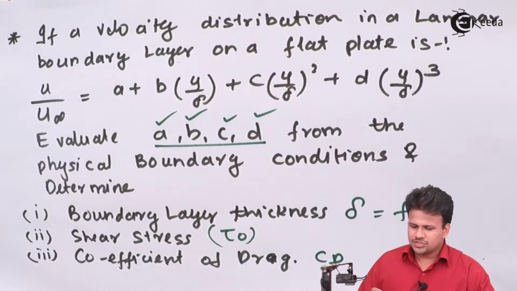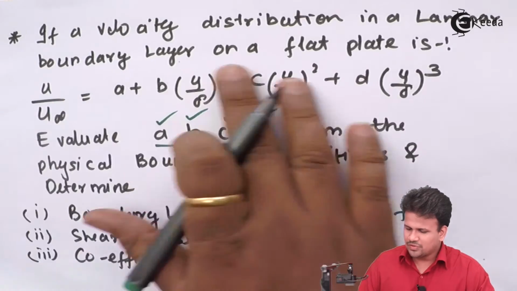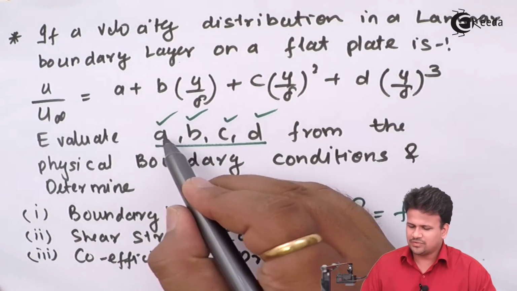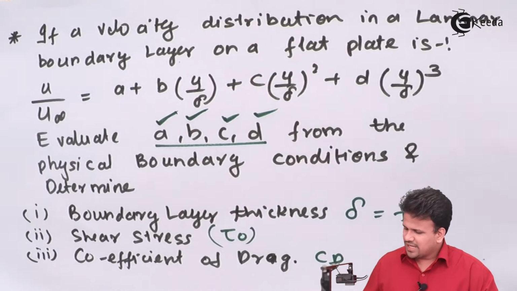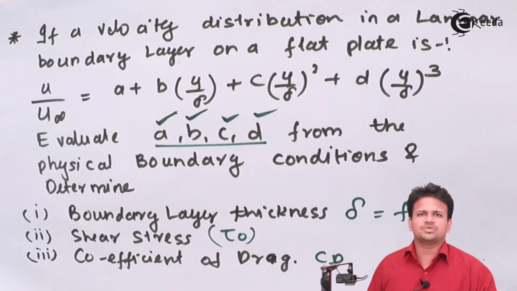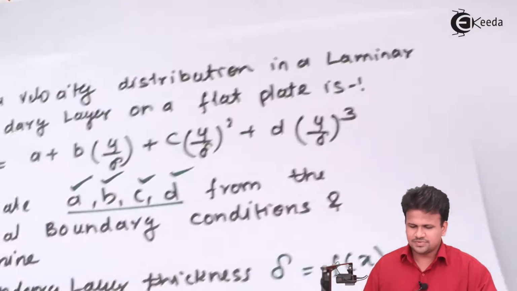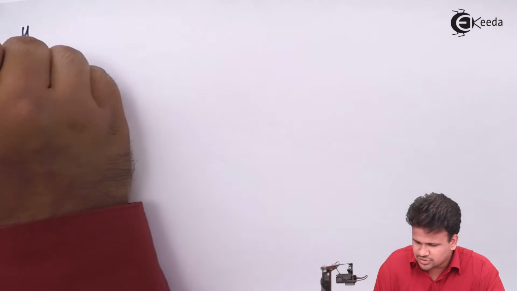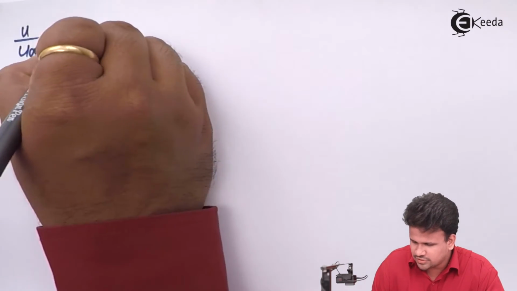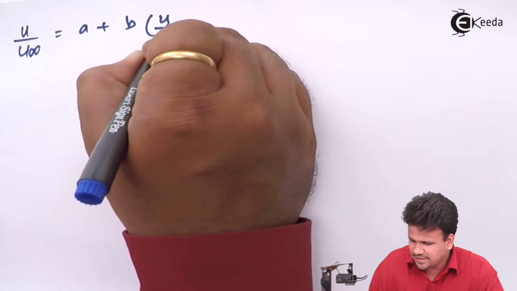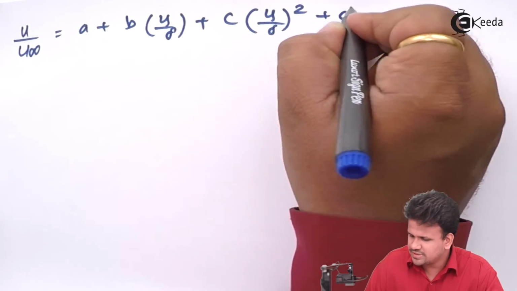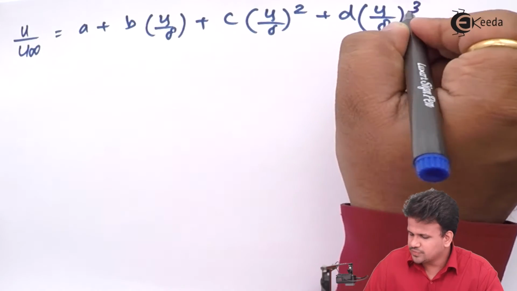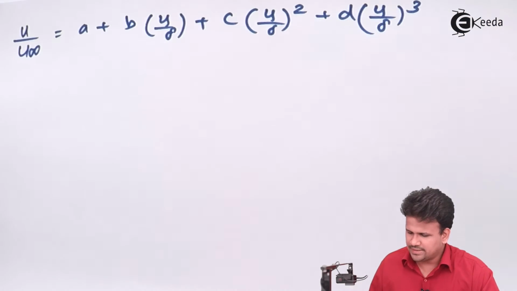So for calculating this entire part, first we need to calculate the values of a, b, c as well as d. To do that we have to write down the equation and substitute the boundary conditions in this equation. So let me write down the equation, that is u upon u infinity is equals to a plus b y by delta plus c y by delta square plus d y by delta cube. So this is the entire equation.